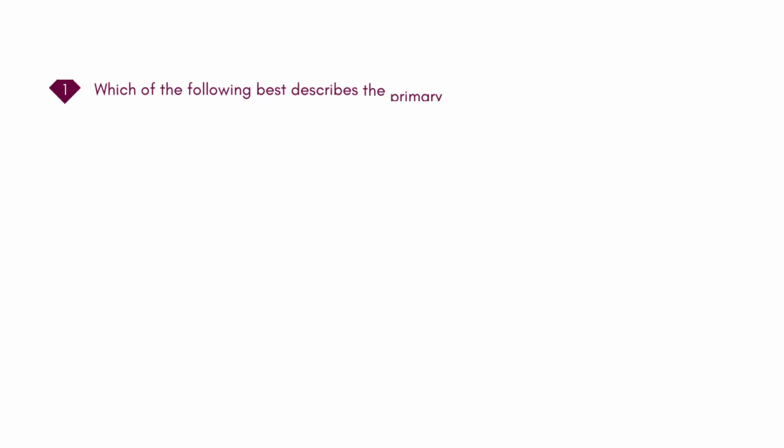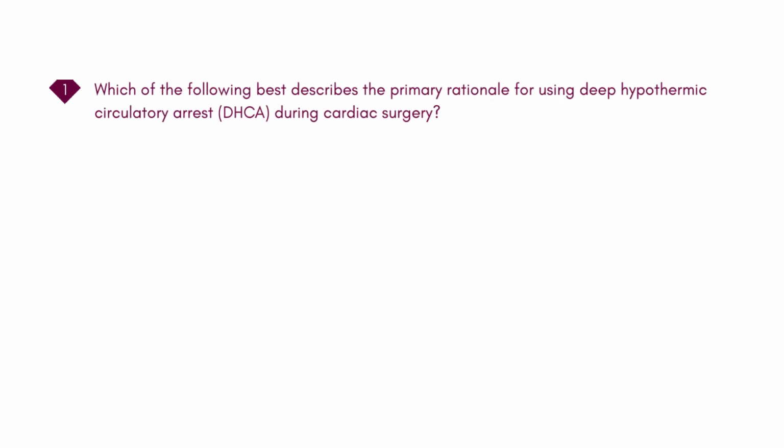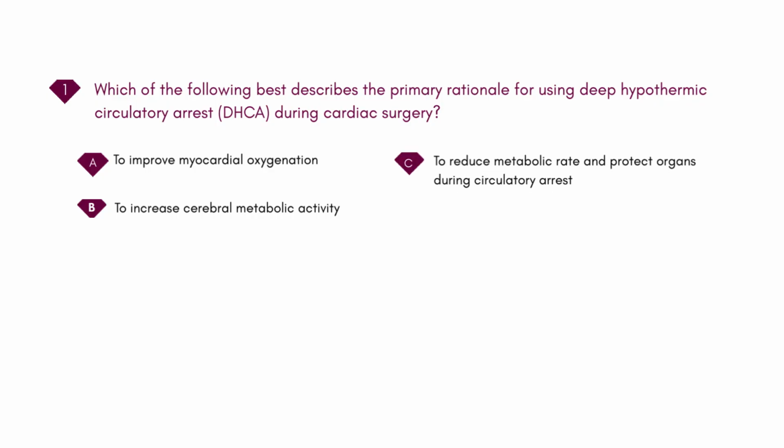Which of the following best describes the primary rationale for using deep hypothermic circulatory arrest, DHCA, during cardiac surgery? A. To improve myocardial oxygenation. B. To increase cerebral metabolic activity. C. To reduce metabolic rate and protect organs during circulatory arrest. D. To enhance coagulation function during bypass.